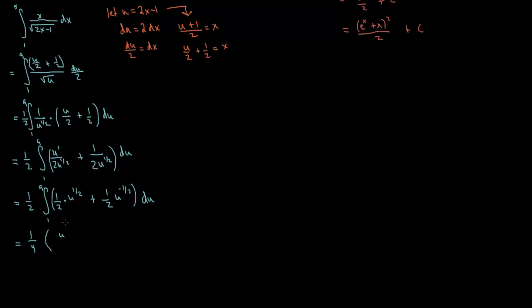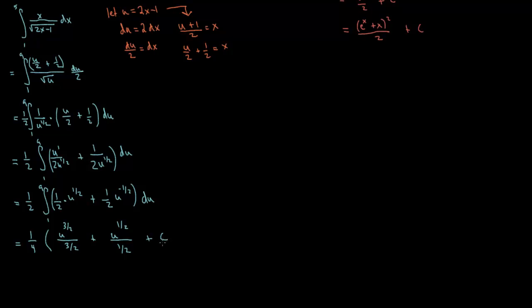Well, it's u to the 3/2, now divided by 3/2, plus, okay, remember we factored out the 1/2, so we have u to the negative 1/2 plus 1 power, so it's u to the 1/2 power now. So negative 1/2 plus 1 is positive 1/2, divided by 1/2. Now, since this is definite integration, we don't have to worry about that plus c.